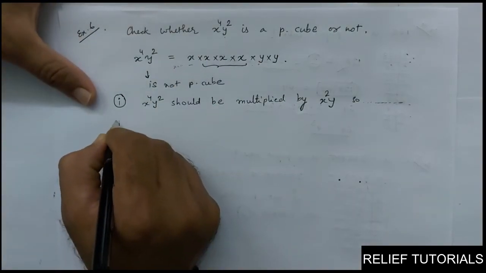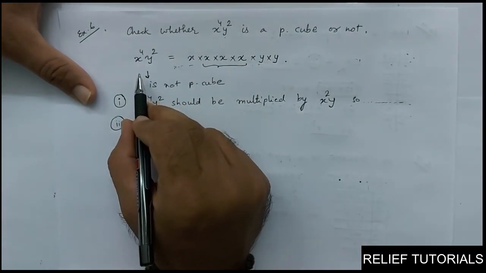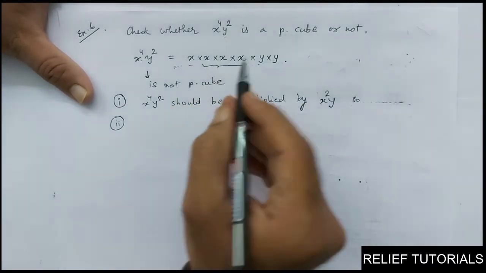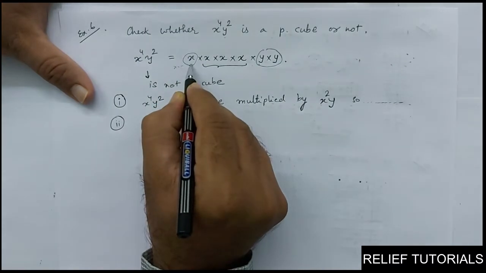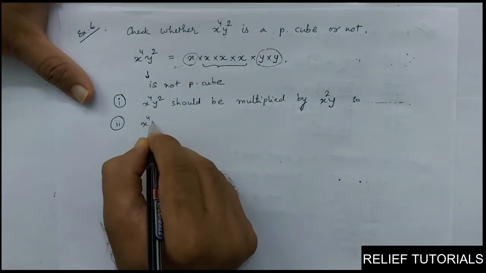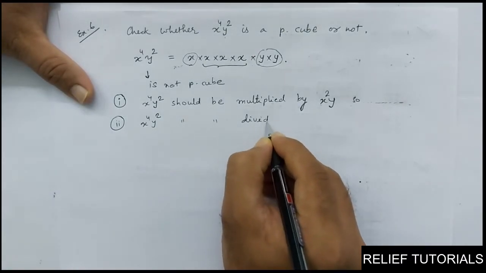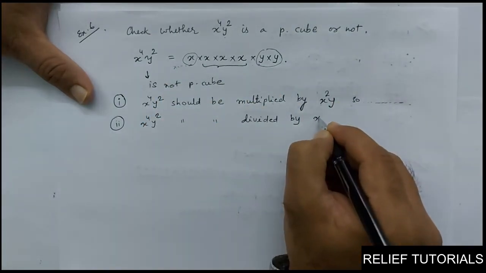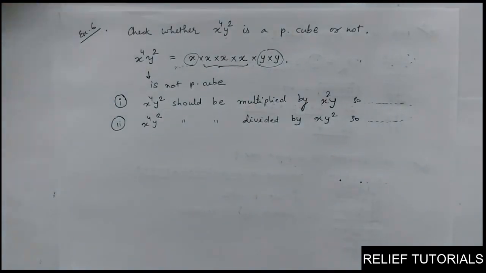And second question, by which number it should be divided so that it becomes a perfect cube. So when you think about the division, you just remove the extra numbers except the triplets. So 2 times y is extra and 1 x is extra. So this number x raised to 4 y square should be divided by 1 x and 2 times y. So 1 x and 2 times y means x y square, so that it becomes the perfect cube number.